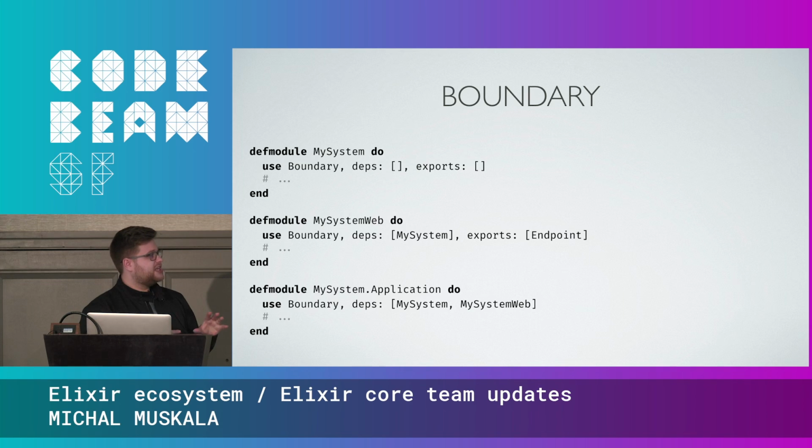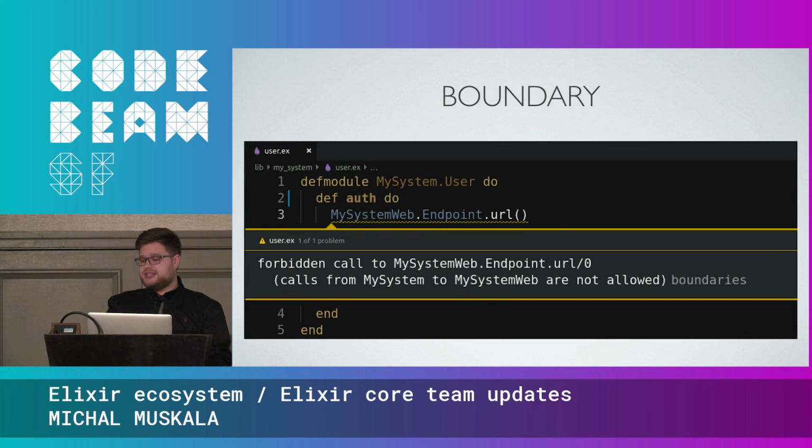It allows you to kind of declare what parts of your system are allowed to interact with other parts of it. So for example, when we have MySystemWeb module, it works on namespaces. So MySystemWeb module, for example, is allowed only to interact with the MySystem namespace and only exports the endpoint module, so other namespaces from outside aren't allowed to interact with internals. And this nicely integrates with the compiler. So if you use it, you can get nice warnings, for example, in VS Code when using the Elixir language server.